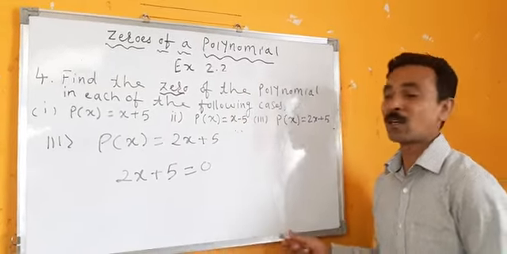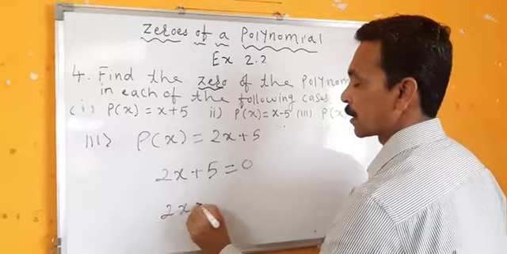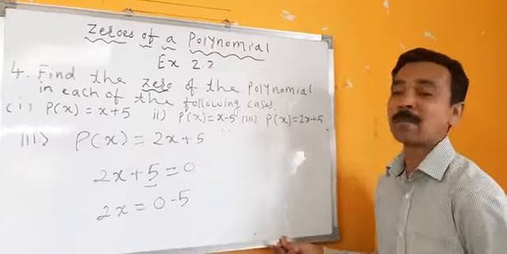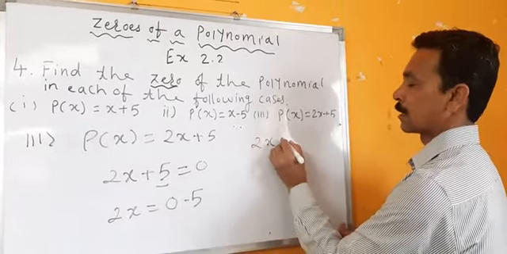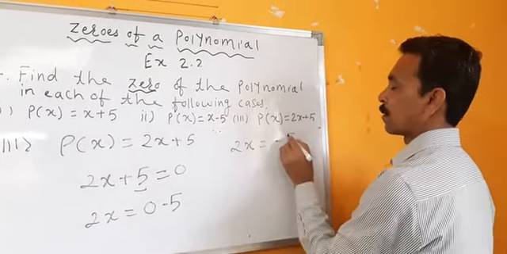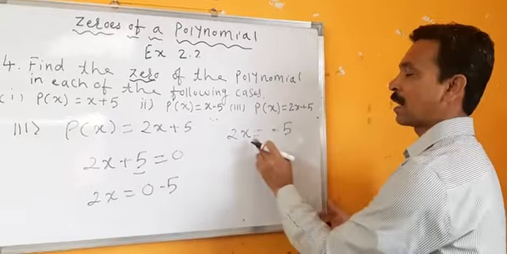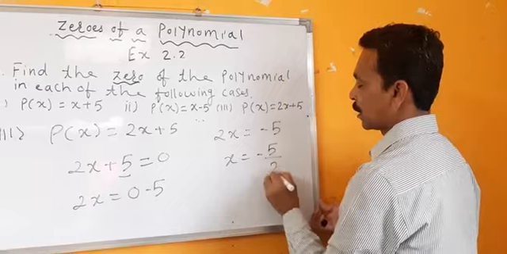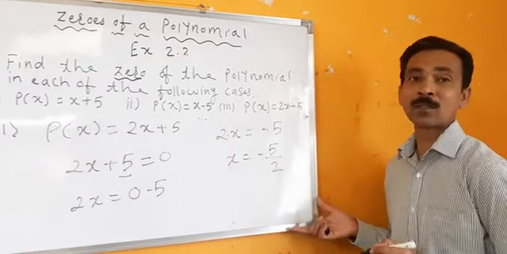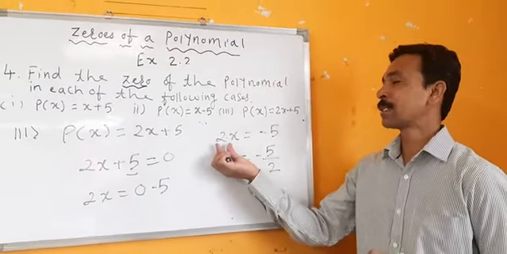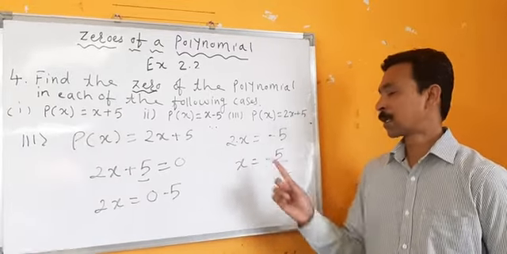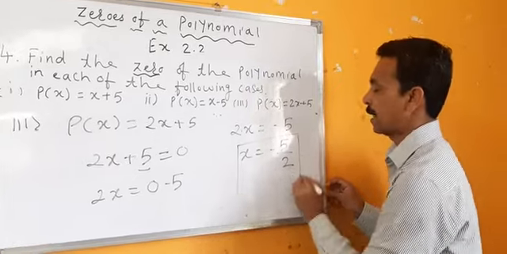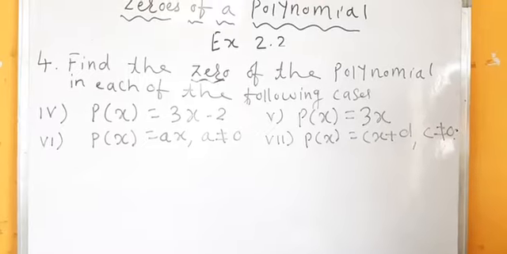But we have to find the value of x. 2x is equal to 0. This 5 goes on the right hand side, becomes minus. 2x is equal to, what is 0 minus 5? Minus 5. But we have to find the value of x. So x is equal to minus 5 upon 2. Why? Division, because it is into. And when it is multiplication, the number goes in the denominator. So x is equal to minus 5 by 2. Clear?